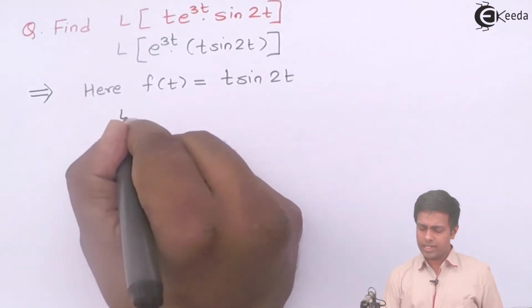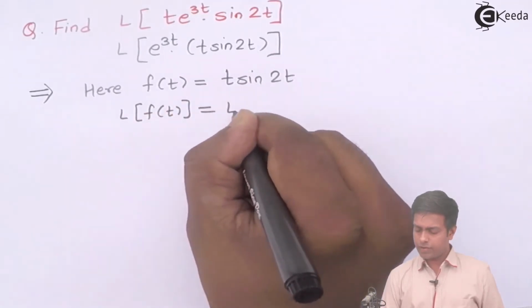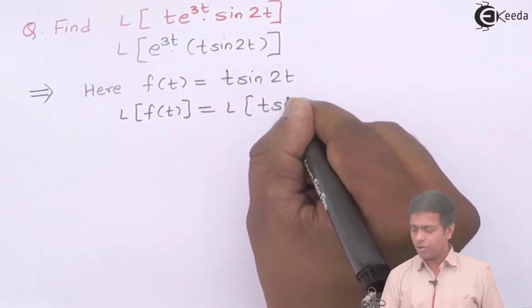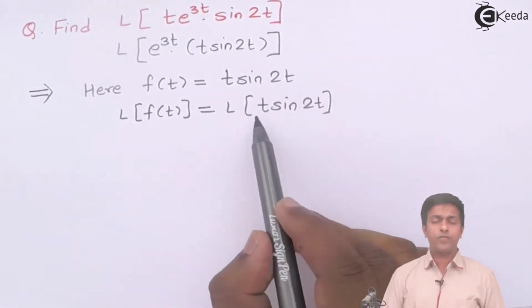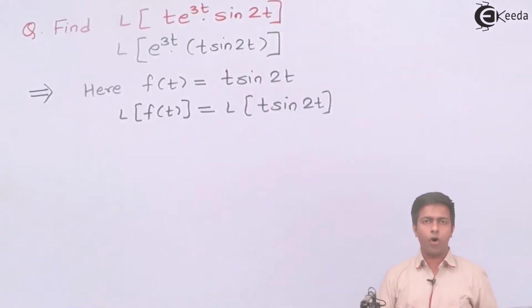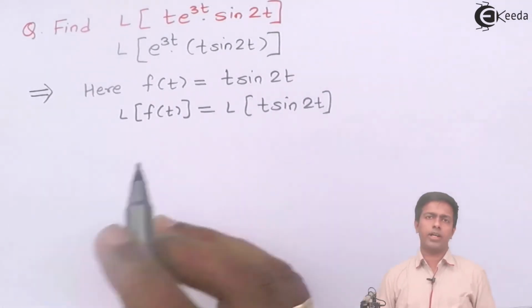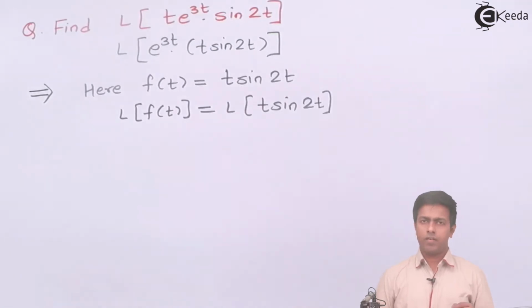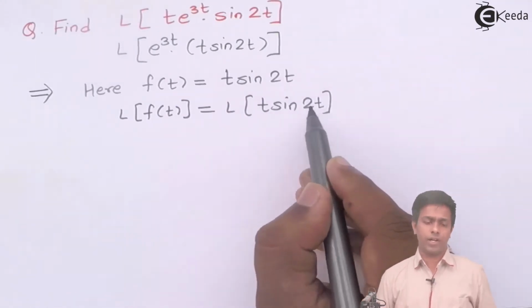So I'll call this Laplace of f of t equal to Laplace of t into sine of 2t. Now guys, to get the Laplace of this function, if you observe this function carefully, then it is in the form of multiplication by t property. So here this is t and this function I can call, let's say, by some different name, psi of t. So t into psi of t kind of a form.